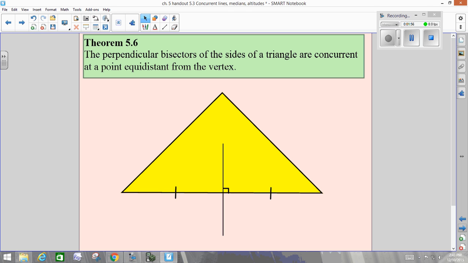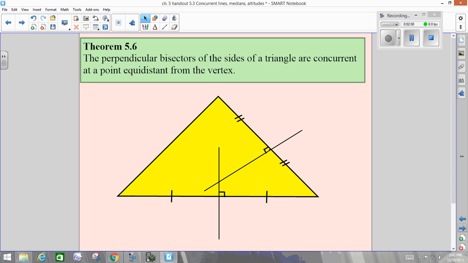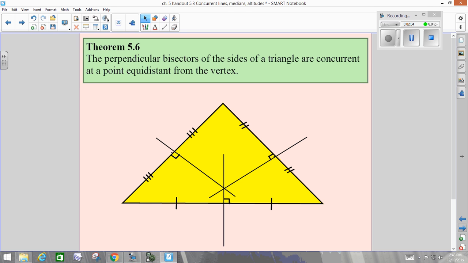So here's one perpendicular bisector, creates a right angle, cuts that side in half. Here's the second one, right angle, cuts the right side in half. And here's the third one, right angle, cuts the third side in half. All 3 bisectors meet at one point. That would be called the point of concurrency. That point is equidistant from each vertex.